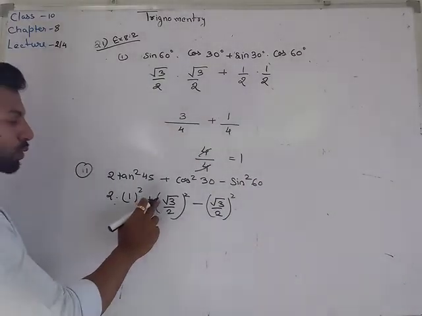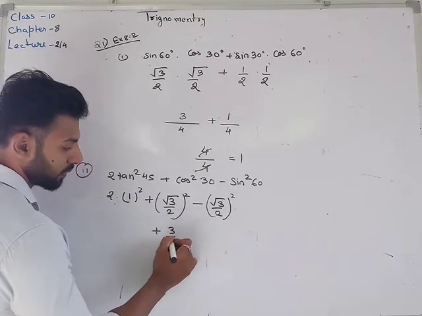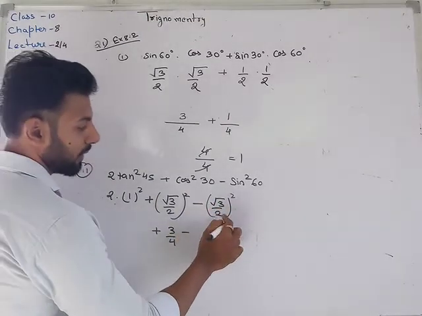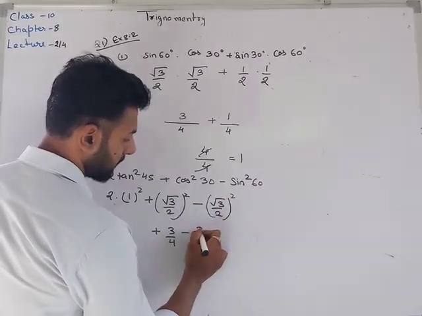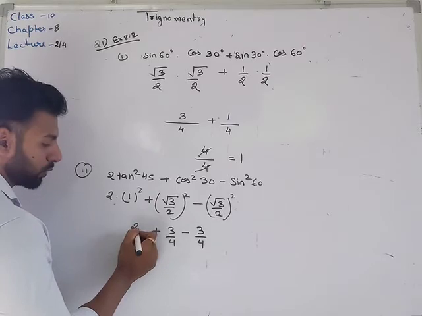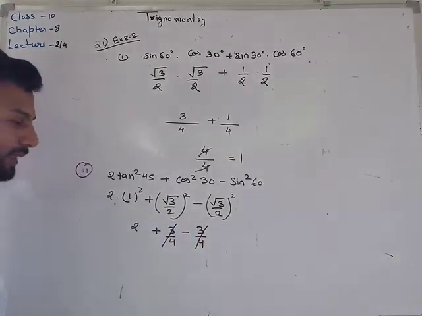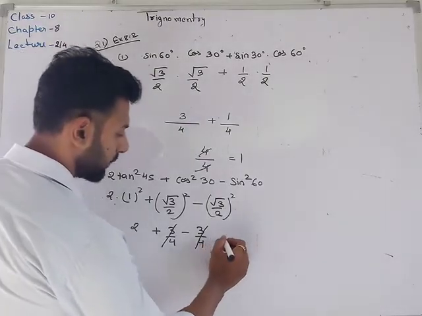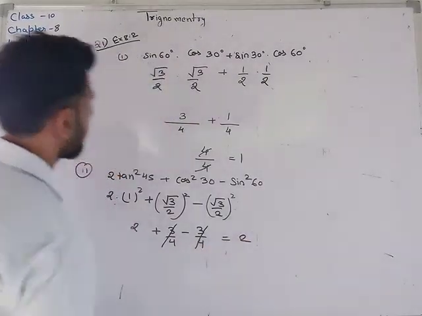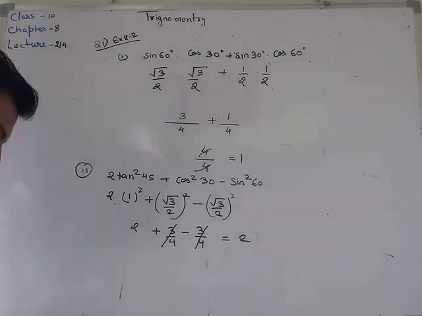Now plus root 3 by 2 square will be 3 by 4, minus root 3 by 2 square will be minus 3 by 4. This 2 into 1 will be 2. This plus 3 by 4 and minus 3 by 4 will get cancelled and the required value will be 2. So this is the solution for these two questions. Now let us move to the next question.